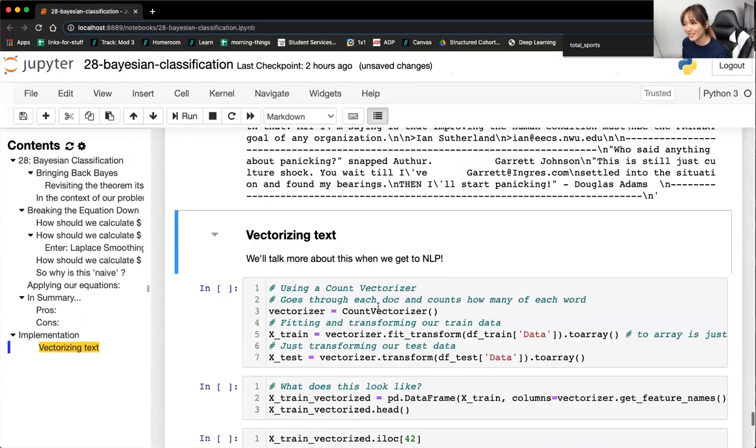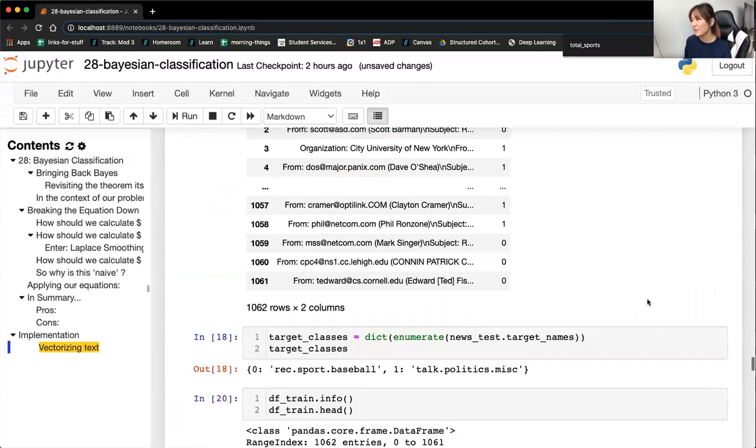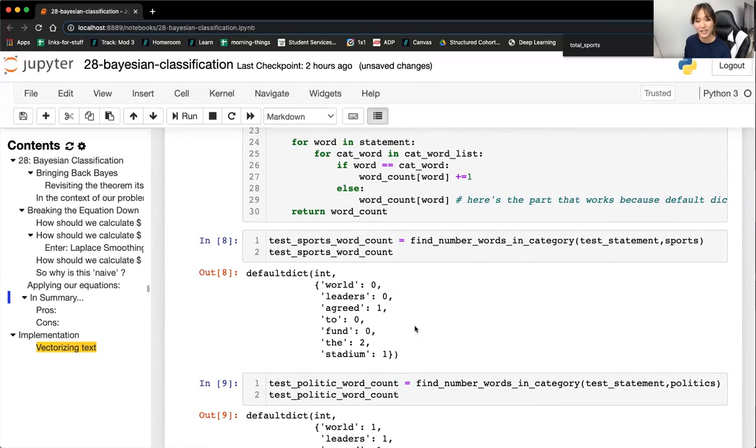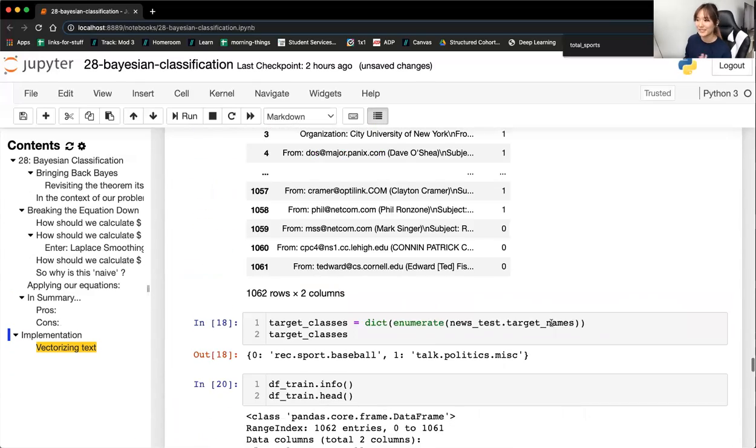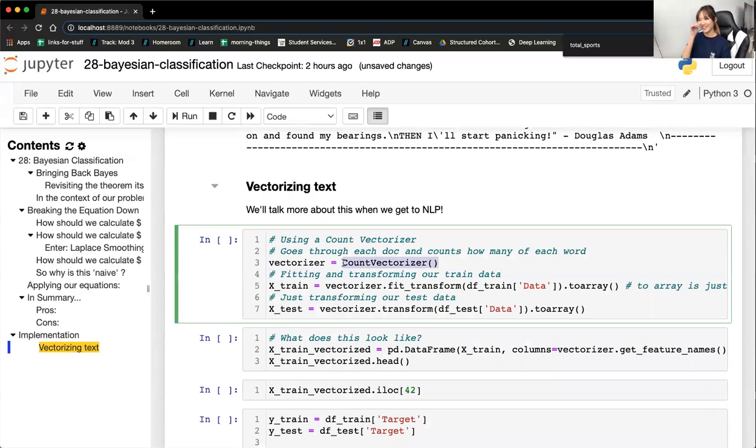The thing I wanted to show you all is vectorizing text. We'll talk more about this when we get to NLP, but scikit-learn has some really great built-in things to make vectorizing text easier. Vectorizing is basically the process of taking text and turning it into some representation by numbers. As we did before, we represented text based on word counts. This count vectorizer does exactly that. All you have to do is instantiate the CountVectorizer, which is very nice. And you can fit_transform your train set and transform your test set.